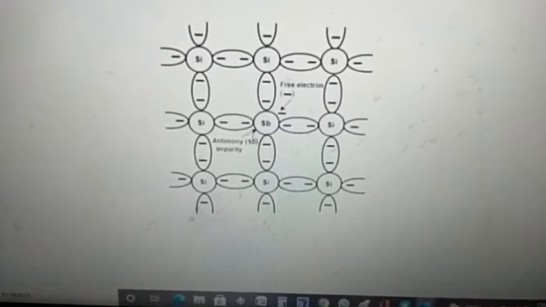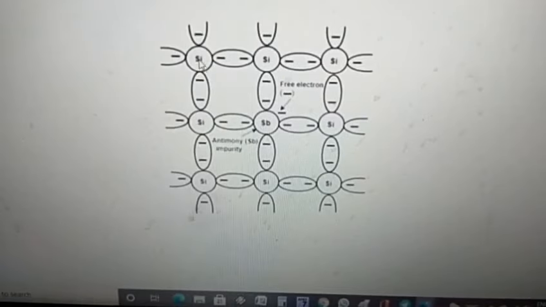So among the 5, 4 electrons will be used to form bonds with the 4 silicon atoms, and the 5th electron will be free. As this 5th electron will be free, it will be delocalized. So the movement of delocalized electrons means nothing but electricity. So due to the presence of these delocalized electrons, the conductivity of that doped silicon or germanium will increase. So the increase in conductivity is due to the negatively charged electrons. So we can call this type of conductor an N-type semiconductor.